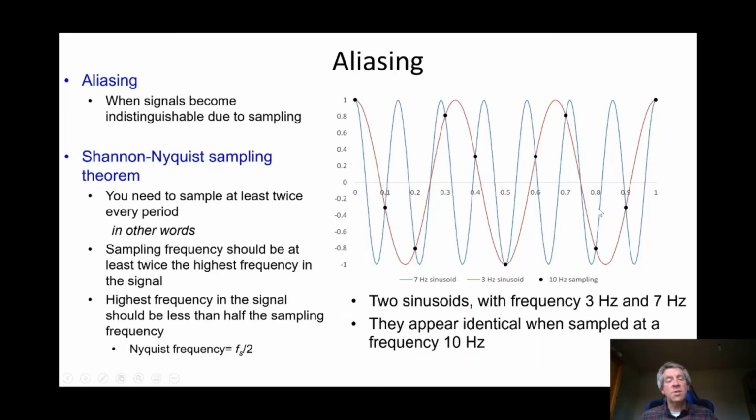Another way to say what Shannon and Nyquist found out is that the sampling frequency when digitizing a signal should be at least twice the highest frequency in the signal. Flipping it around, the highest frequency in the signal should be less than half the sampling frequency. Now, we call that half the sampling frequency the Nyquist frequency. So, in other words, if one is sampling at 40 kilohertz, then the highest frequency should be 20 kilohertz or less, 20,000 samples per second.